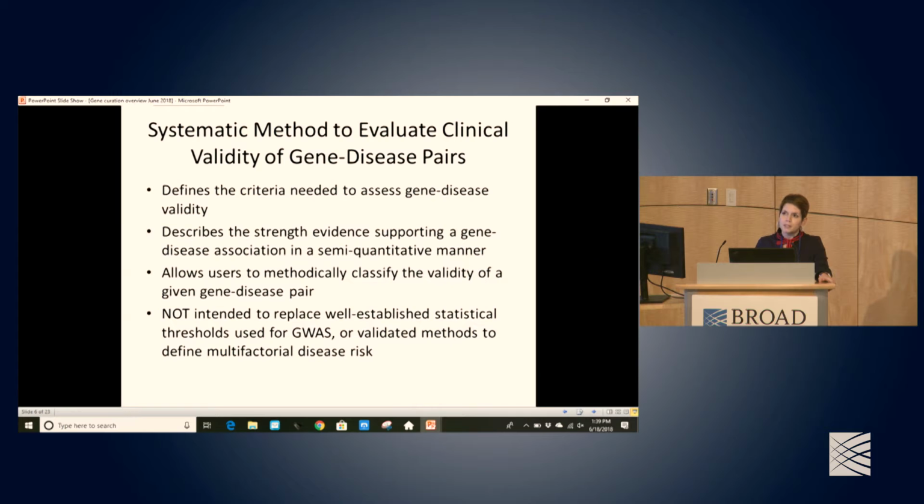And of note, this metric was developed in the context of monogenic Mendelian disorders of reasonable penetrance, and it is not intended to replace well-established statistical thresholds used for GWAS or validated methods to define multifactorial disease risk.